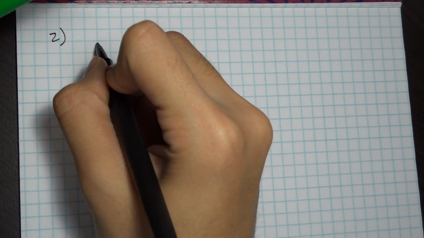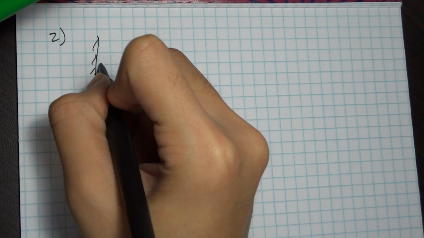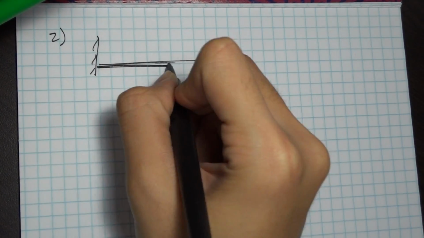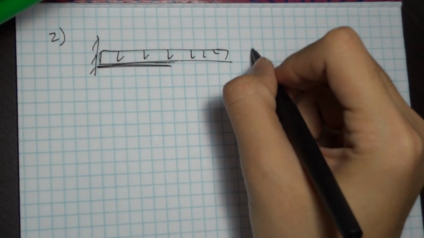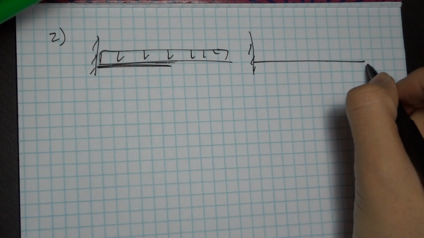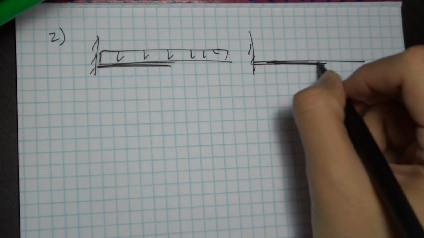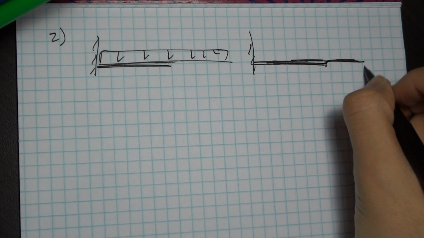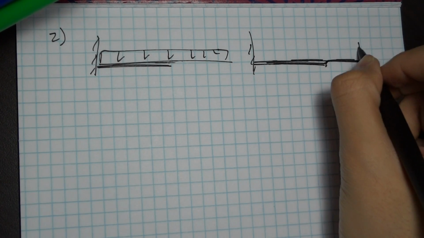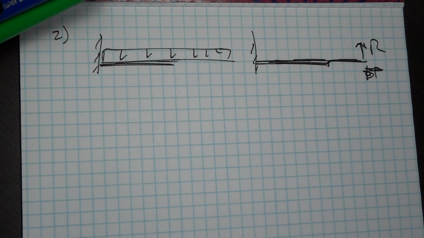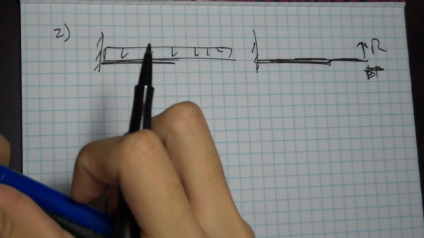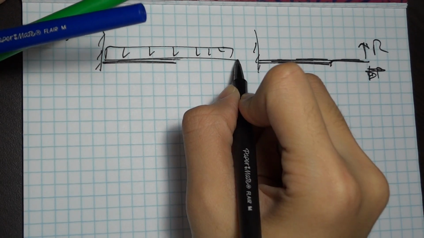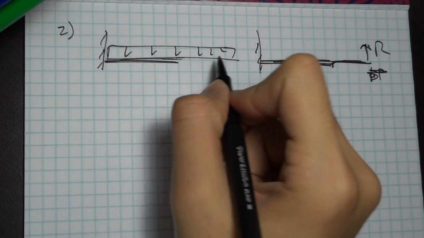We're going to look at two cases. We're going to look at one with just the distributed load, and then we're going to look at one with a point load here. Sorry. Now you're going to find an equation for the deflection at this point due to each of these load cases.